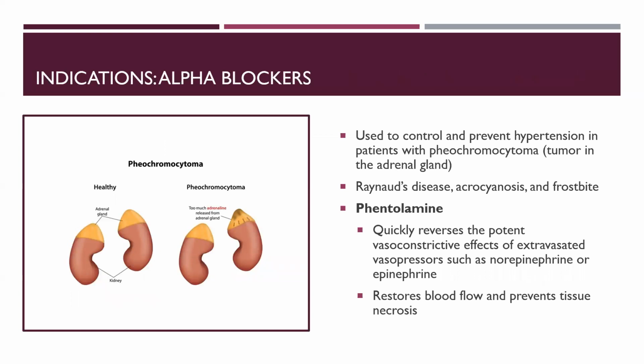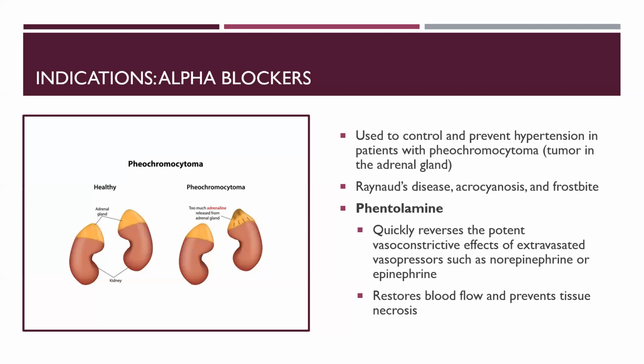So with our alpha indications, we've got our alpha blockers. They're used to control and prevent hypertension in patients with pheochromocytoma, which is a tumor in the adrenal gland. I always think of the adrenal glands as like the hats of the kidneys because they rest right up on top of them. And what happens is you'll have too much adrenaline released from the adrenal glands, and that's what causes that tumor. So you'll use this medication to help with that.